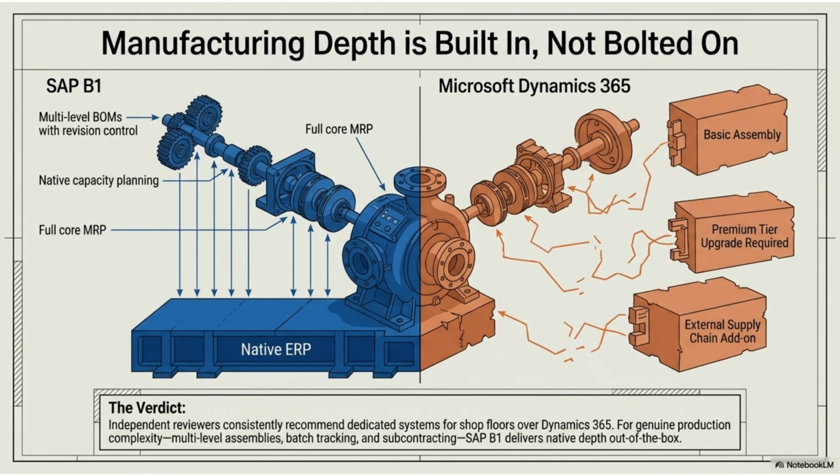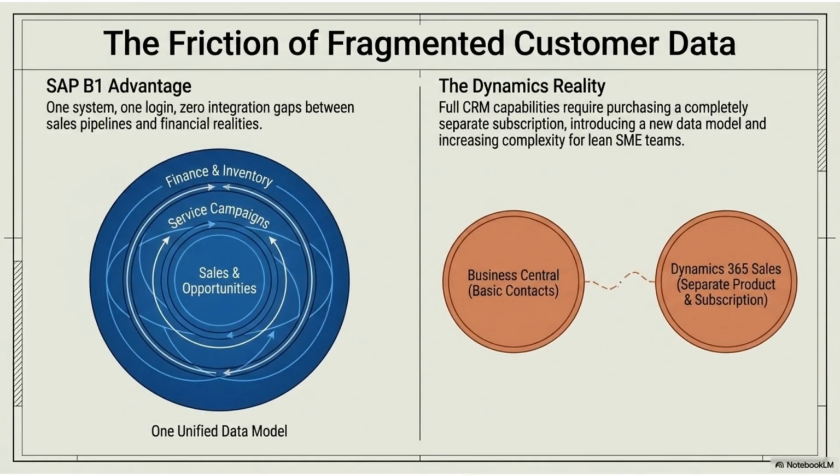Manufacturing depth is another key differentiator. SAP Business One offers robust native manufacturing capabilities, whereas Dynamics 365 often requires additional modules or premium tier upgrades to achieve similar functionality. Data fragmentation creates friction.